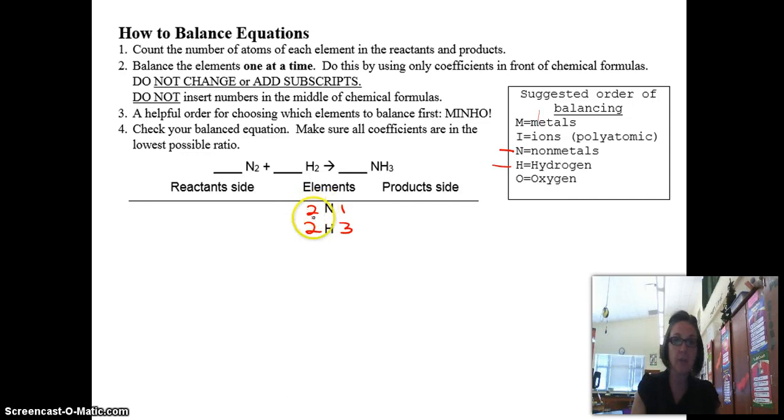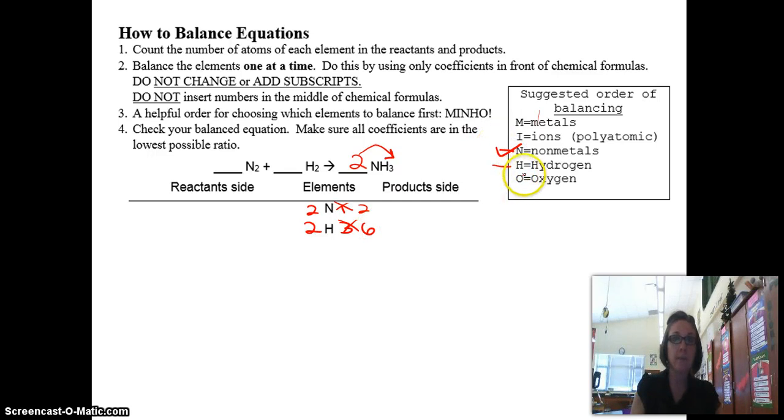Since we had 2 in the reactant side, I need the same amount on the product side. I want this to be a 2. I go up to the chemical equation and I see if I put a coefficient of 2 in front of ammonia, that 2 is going to distribute and give me 2 nitrogens, but it's also going to double my hydrogens. So I now have 2 times 3, I have 6 hydrogens. So I've fixed my nonmetal.